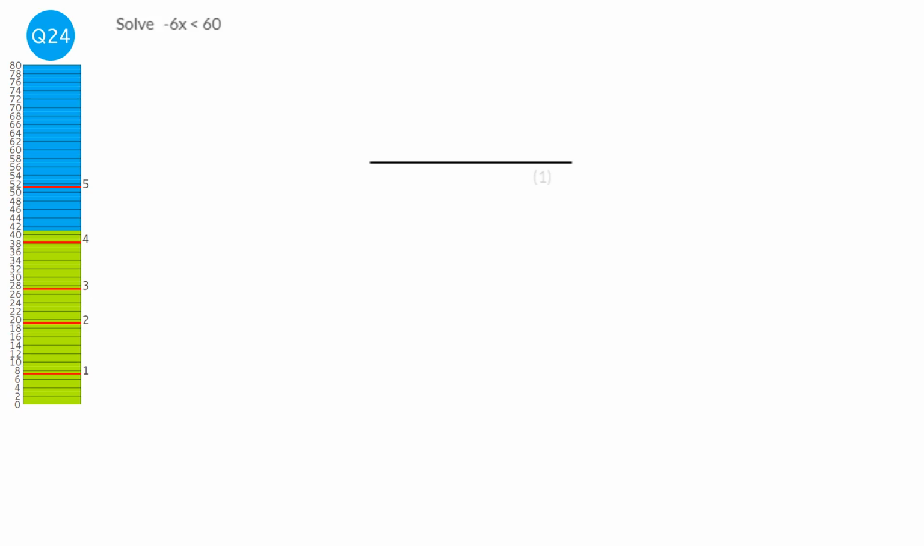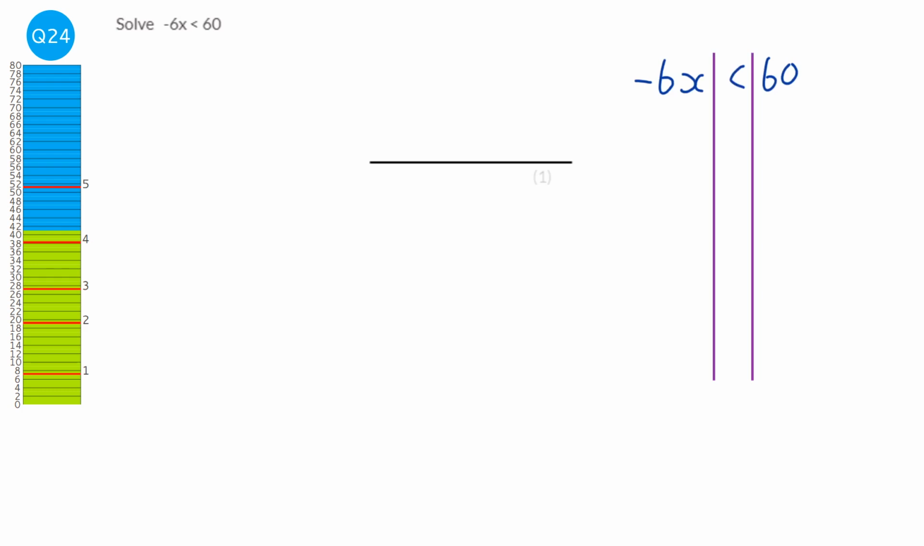Okay, so we're going to start by writing this out a little bit bigger, give us a bit more space. So it's minus 6x is less than 60. And we're going to do our tram lines down. And we're going to start by dividing both sides by minus 6, because that's what this is doing. It's timesing the x by minus 6. So I'm going to divide both sides by minus 6. So that gets rid of the minus 6 on the left hand side. And it's going to be 60 divided by minus 6, which will be minus 10.